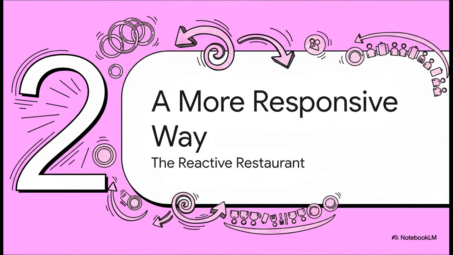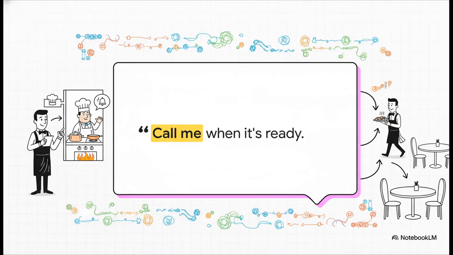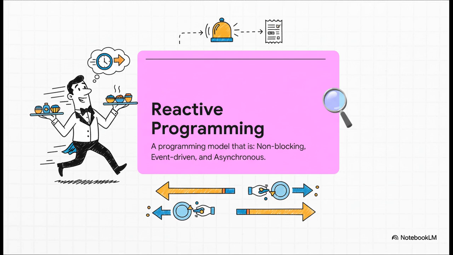What if we could completely redesign this restaurant to be way more efficient, way more responsive? Well, let's step into the reactive restaurant. This one simple phrase, it changes absolutely everything. In our new improved restaurant, the waiter takes an order, gives it to the kitchen, and says, "Hey, call me when it's ready." And then they leave. They don't wait. They immediately go serve other tables, take more orders, and keep the whole place running smoothly. And that is the heart of reactive programming.